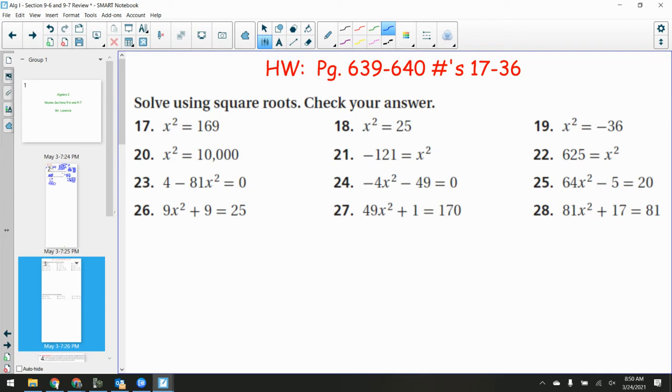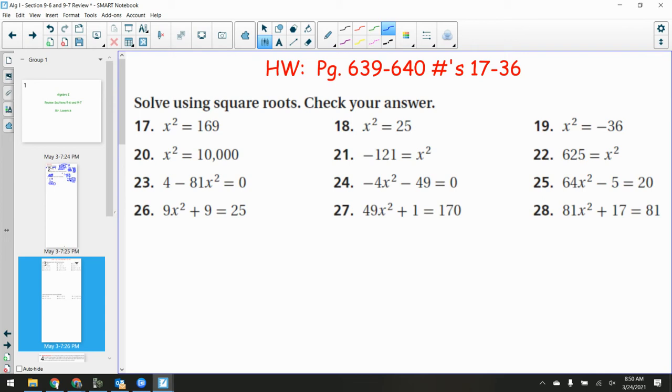Mr. Pryor, what did you get for number 18? Good. Plus or minus 5. Travis, number 19. Undefined. Very good. How do you know that it's undefined? Can you explain that one to us? What makes it undefined? Very good. You can't square root a negative. If you go to do it in your calculator, it's going to give you domain error, right? Baker, what'd you get for 20? Plus or minus 100. Good.